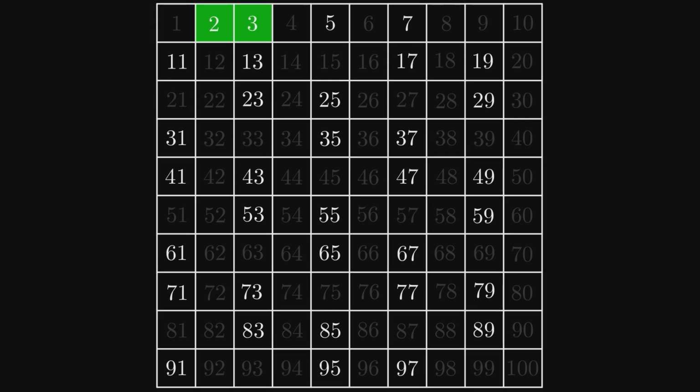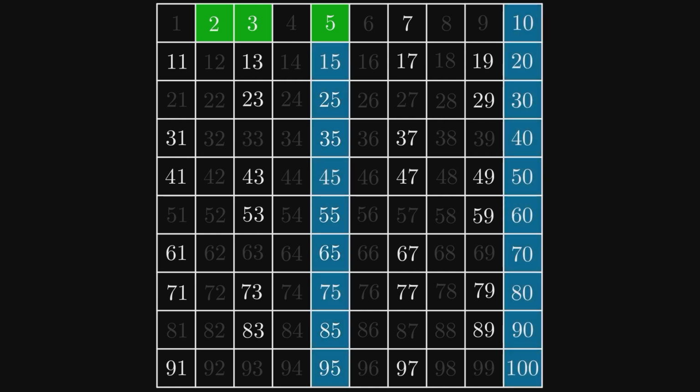After 3 comes 4, which we got rid of along with its multiples when we removed multiples of 2. So we move on to 5. Since 5 has survived up to this point, we know that it does not have any of the numbers before it other than 1 as factors, and must therefore be a prime number. As usual, we now remove all the other multiples of 5 from the list, some of which were already removed in earlier steps.